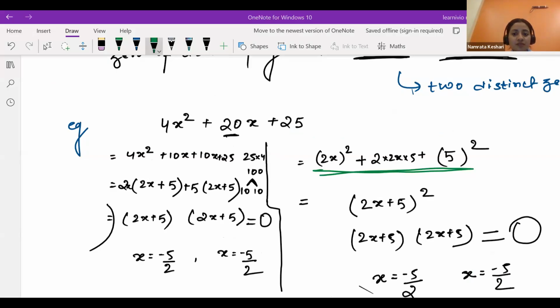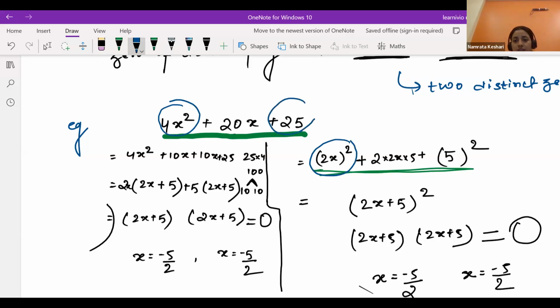Yes, ma'am. That 2x square plus 2 into 2x into 5. I didn't get how that 2 into 2x plus 5 into 5. Okay. So whenever we are trying to create an identity, when we are having this type of expression, Omar, you will see two terms which are perfect squares, yes or no? So yes, we can see 4x square can be written as this one.